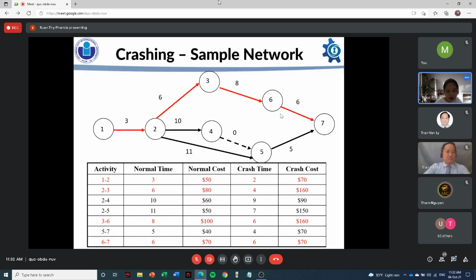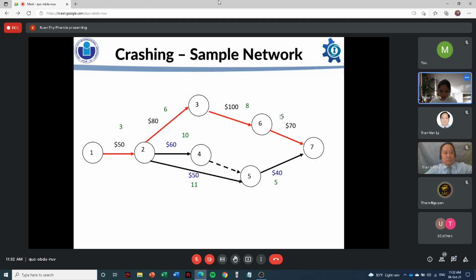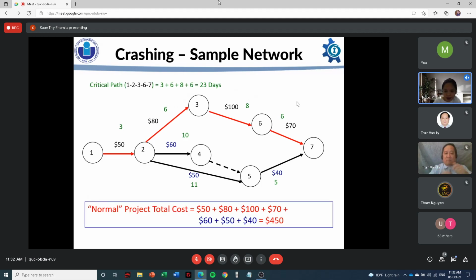Okay, yes, here. So, assuming that the project manager wants us to finish the project within 20 days, I will find the minimum possible cost in order to reach the goal of 20 days. Next slide, please. We can easily find that the critical path, which has the longest duration, is 1, 2, 3, 6, and 7, with the total normal duration of 23 days.